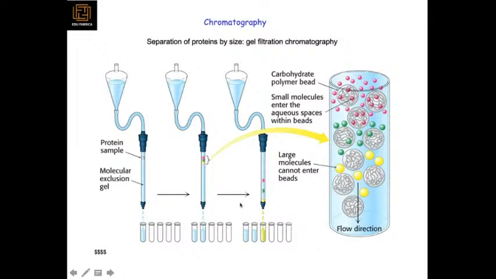Here you have a protein sample initially, and there is a molecular exclusion gel, and after some time the gel gives you three different colors. The gray ones are the large beads, which are carbohydrate polymer beads. Then you have your samples in red, green and yellow. Yellow are the bigger ones, green are the smaller ones, and the red ones are the smallest, which get trapped in these beads. These small molecules enter the aqueous spaces within the beads, whereas the yellow ones just flow along with the direction, and they move out first. So yellow could be separated first, then green, and then red. Based on their size, these molecules could be separated easily.